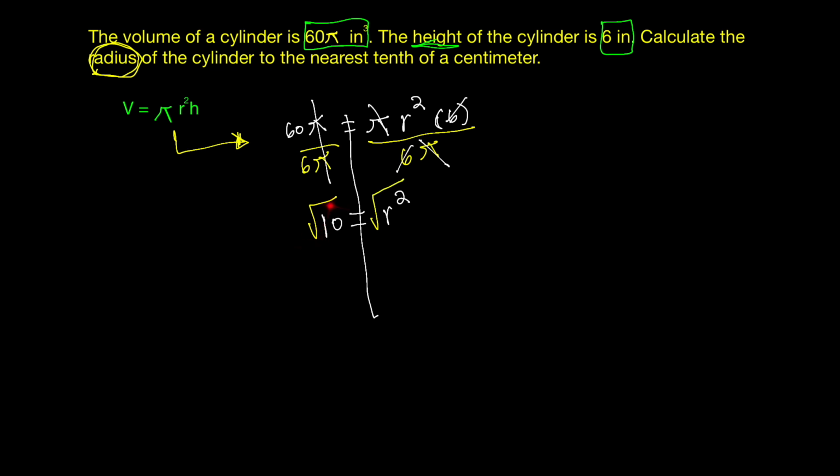Now when I take the square root, I technically get two solutions, plus and minus. But because the radius is a positive quantity, I'm going to disregard the negative one. So I get square root of 10 equal to, and on the right hand side, the square and the square root are going to cancel out. So r is isolated. So this is the exact solution. My radius is the square root of 10.